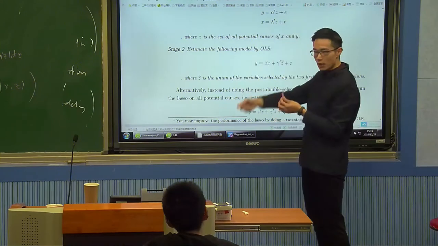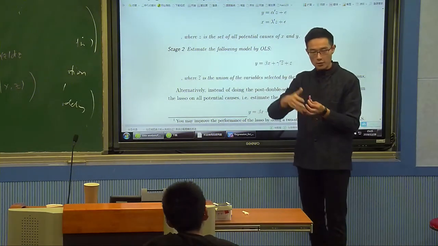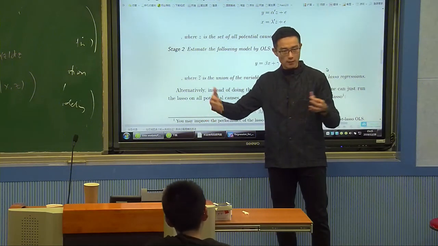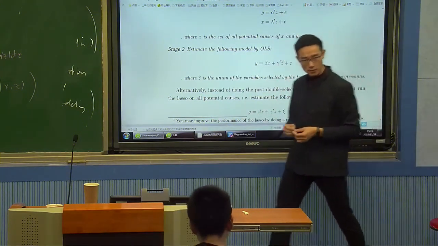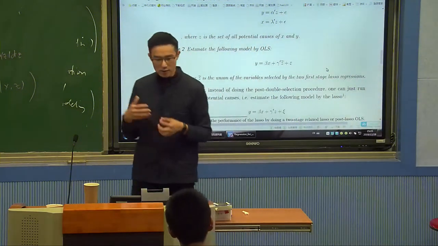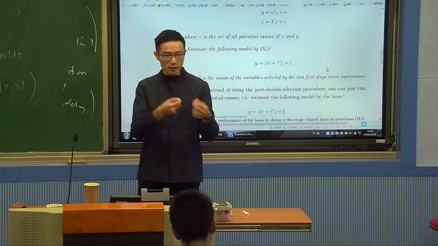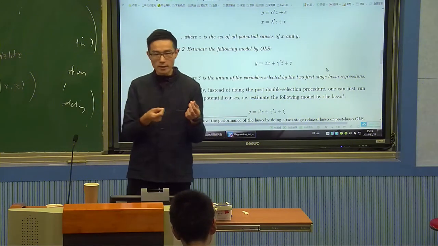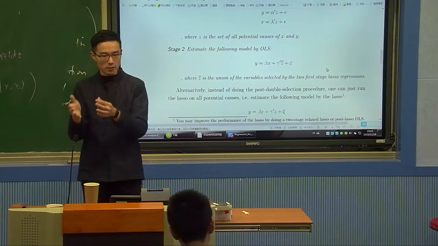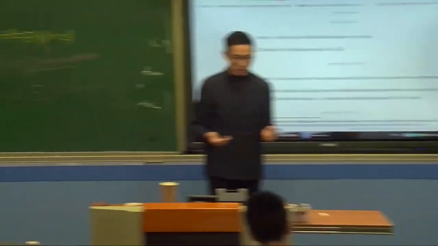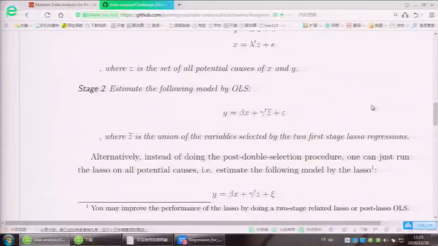I'm trying to pull out all the variables that cause x, and pull out all the variables that cause y, and I'm going to combine them and use them as a control to estimate the causal effect. The spin here is really using a lasso to do the picking out, because you may not really know very clearly which variables cause x and which variables cause y. So let's use lasso to pick them out. So that's the idea behind their approach.